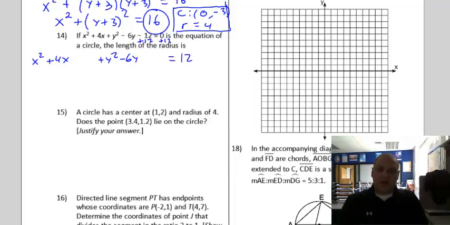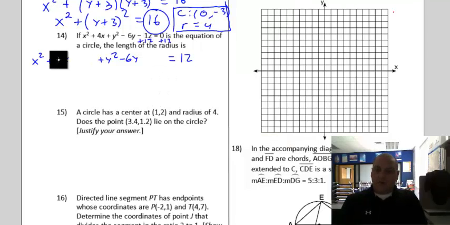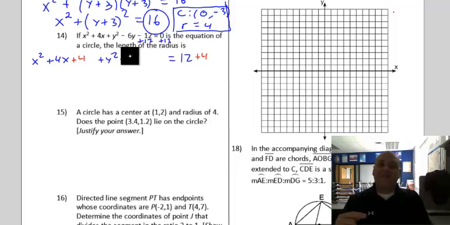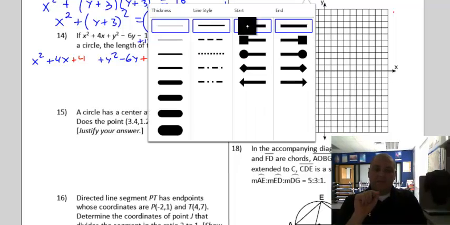I'm going to actually change colors for this one. So I have 4. I'm going to take half of 4 and square it. And that's 2 squared, which is also 4. I'm going to add 4 there, which means I have to add 4 right there. Here I have a 6. I'm going to take half of 6, which is 3. I'm going to square that, which is 9. I'm going to add 9, and I'm going to add 9. And now I'm going to go back to my blue.